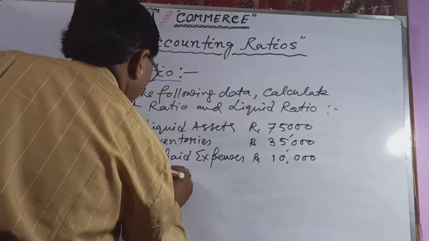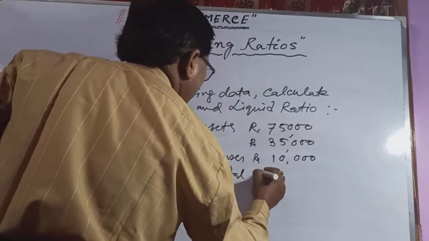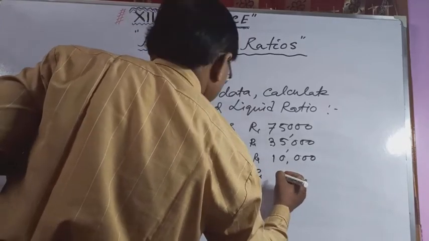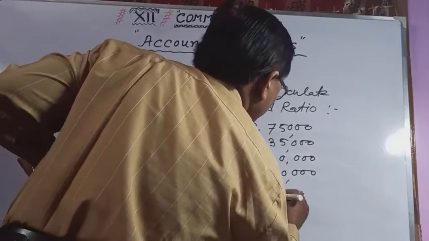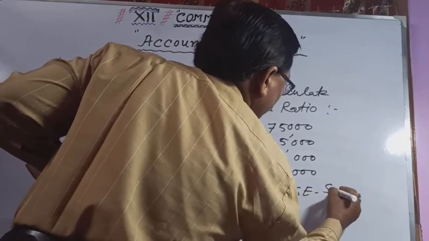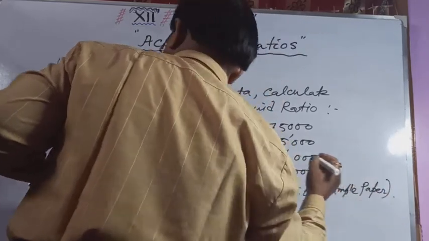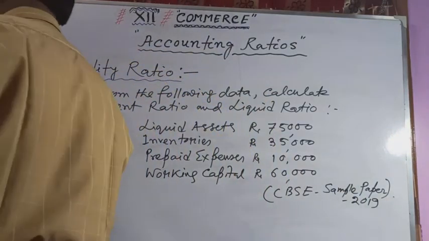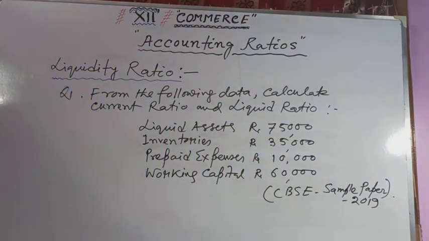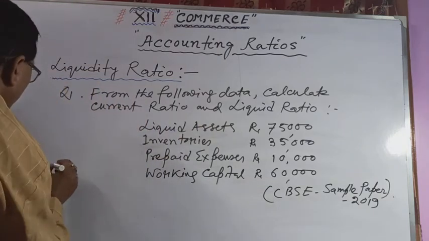Working capital, you know working capital means current assets minus current liabilities, say 60,000. These are the questions, CBSE sample paper 2019. Now these are the questions. Now how to calculate? First, current assets, that is the solution.